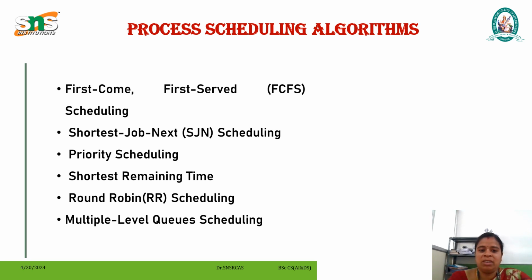First one, first come first serve, FCFS scheduling algorithm, shortest job next, SJN scheduling algorithm, priority scheduling algorithm, shortest remaining time, and then round robin scheduling algorithm. Last one, multiple level queue scheduling algorithm. These algorithms are either non-preemptive or preemptive.